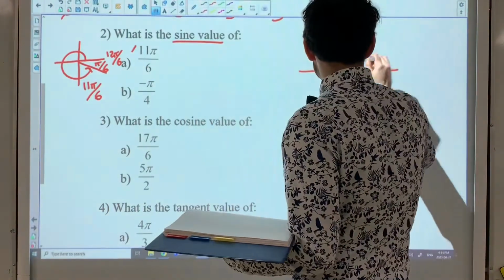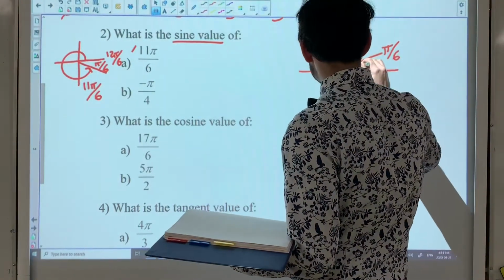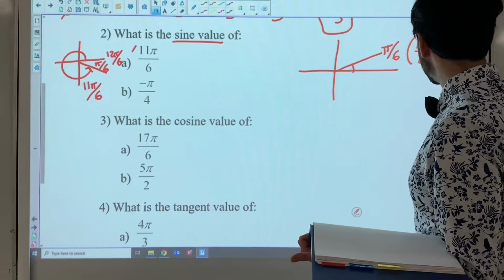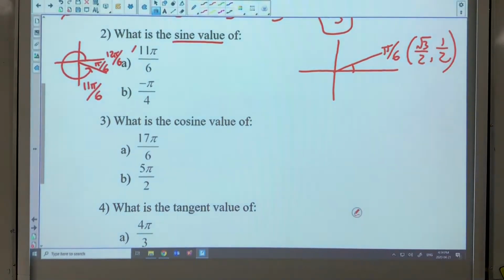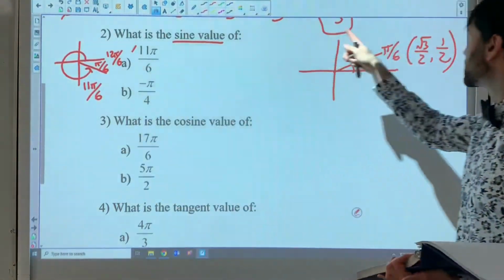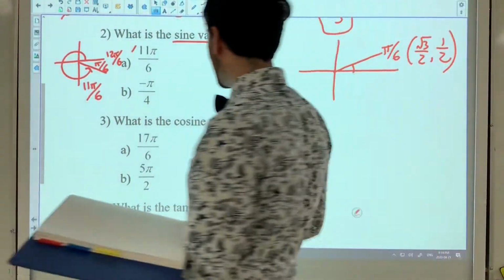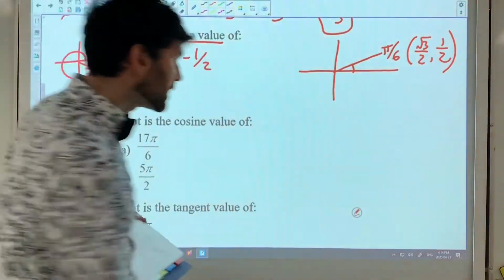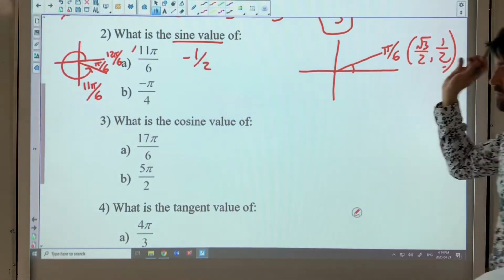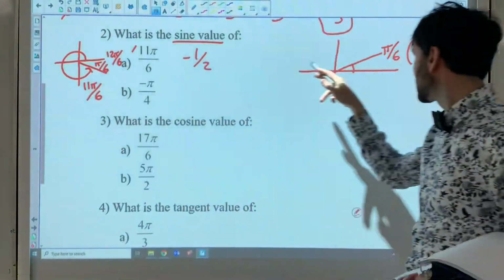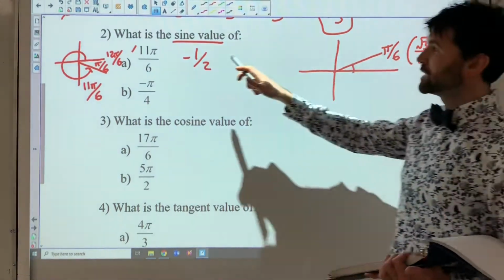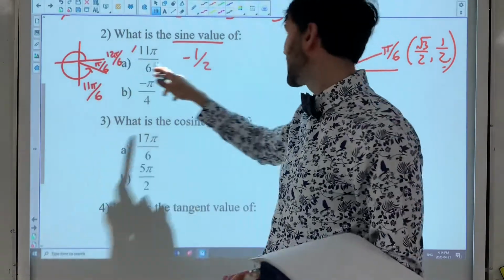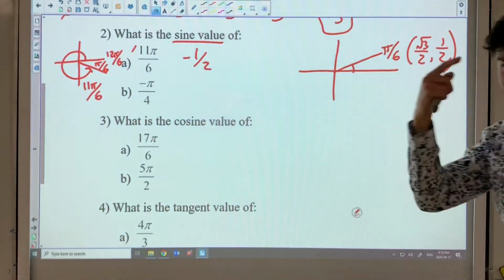Now, the reference angle for pi over 6, or a 30-degree angle, what is that xy coordinate? This is the part you need to memorize. So if you go back, that's the xy coordinate. Now the sine value is the y value, okay? So the y value is -1/2. Why is it negative? Over here it's positive. Well, remember, all we did is we found the reference angle and we went back to quadrant 1. We need to consider, 11 pi over 6 is in quadrant 4 where the y values are negative, hence -1/2.